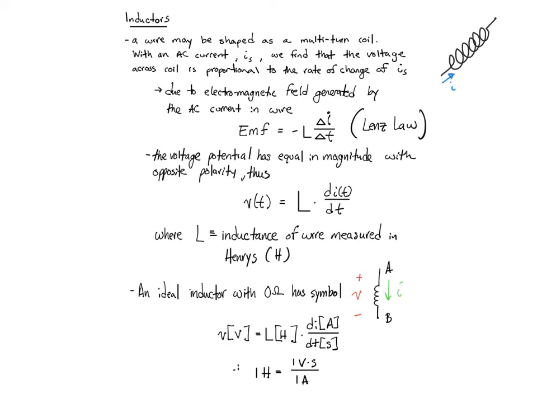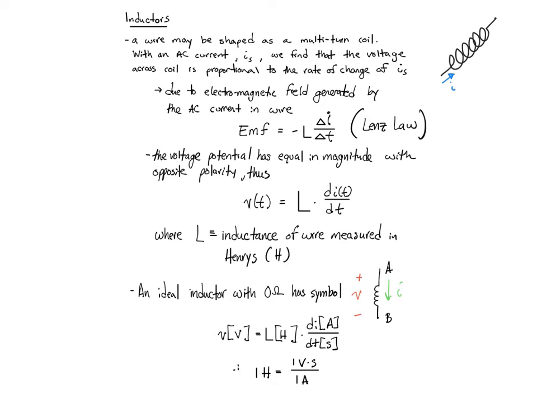So an inductor fundamentally is a multi-turn coil such that when we pass an AC current I_S through it, we find that the voltage across the coil is going to be proportional to not only the magnetic field that's generated, but the rate of change of I. This is due to, again, the electromagnetic field generated by the alternating current through the wire. Lenz's law states that the field generated is the negative of the change of I versus time times the constant of proportionality, L.